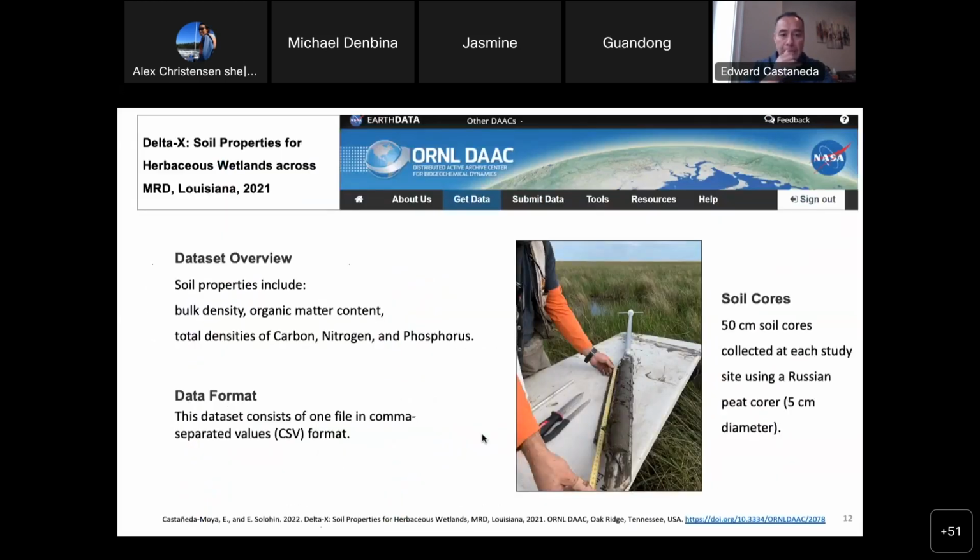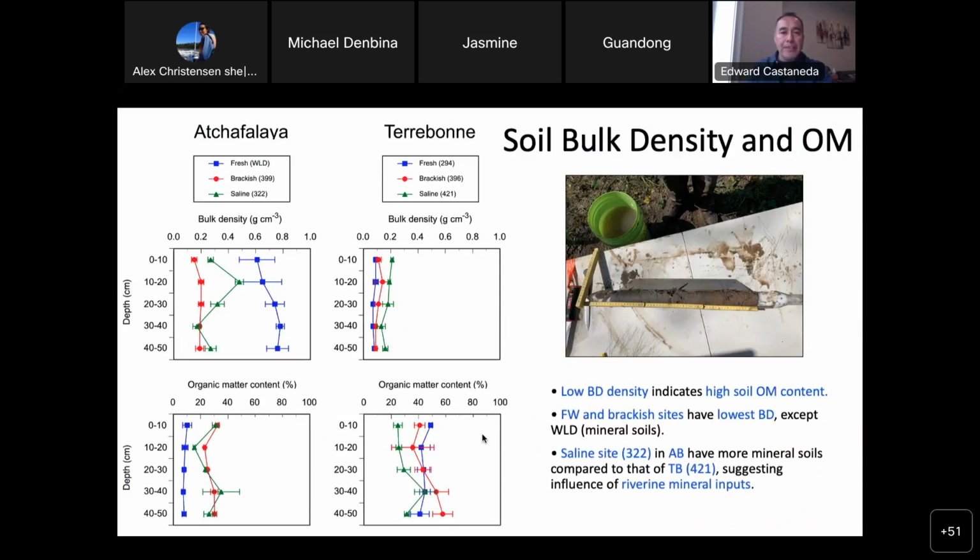For soil properties, we have a similar methodology to what LSU did. We used the Russian peat corer. We collected 50 centimeter depth cores in each of the stations. We sectioned the cores every 10 centimeters, and we assessed bulk density, organic matter content, and total carbon, nitrogen, and phosphorus content. Here is some of the data that we are generating.